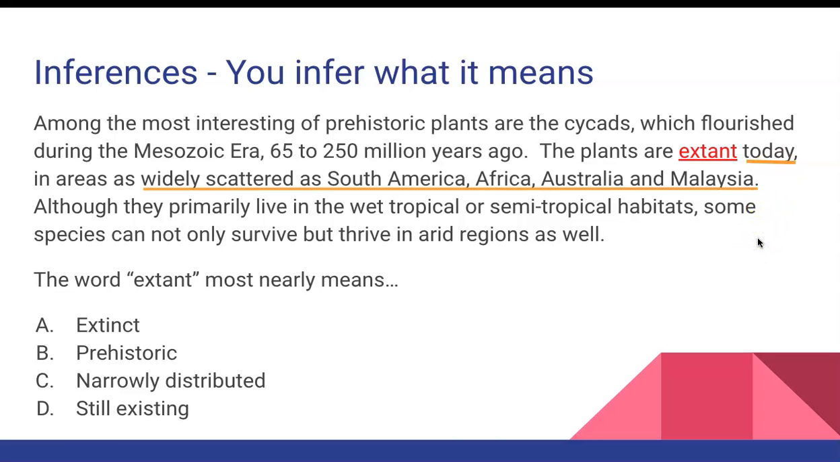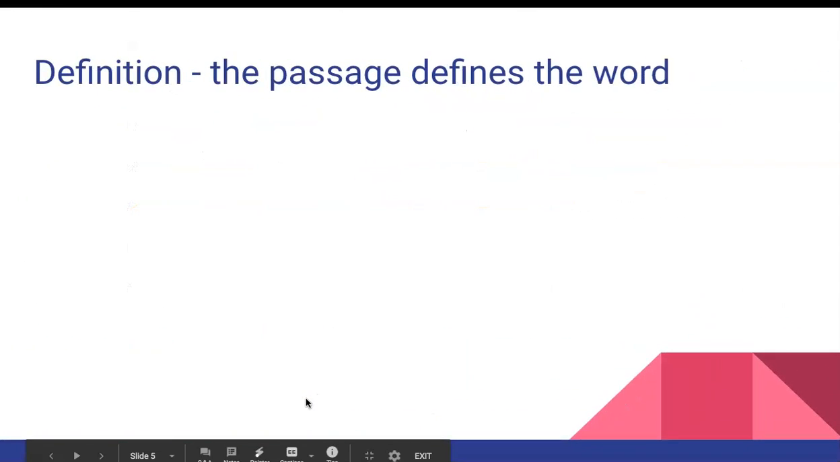The second clue we have is widely scattered in all of these countries. And that lets us know that this is more modern. And then the third clue that we have is live. Live is in present tense. So again, like today, it says, hey, it's happening right now. So when we look at our definitions below, we can see, oh, still existing fits into that idea of it's happening today, it's happening right now. And so for this answer, we would put still existing by using inference as the context clues to figure out that definition.